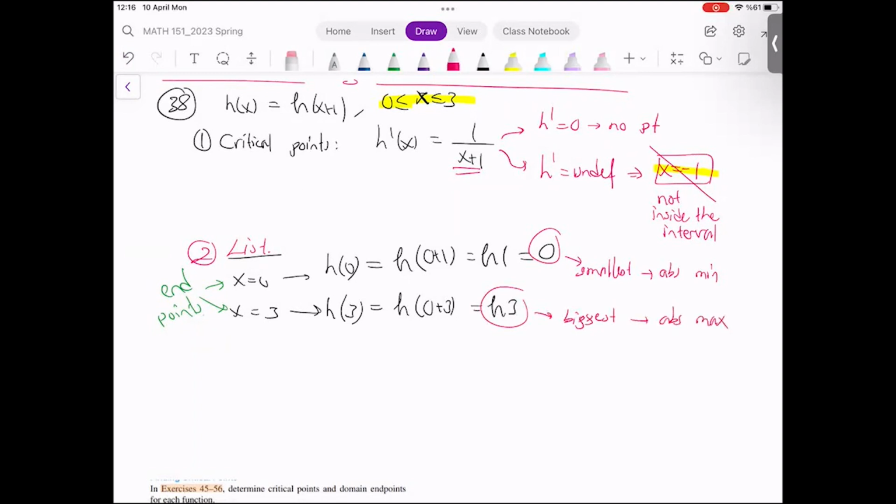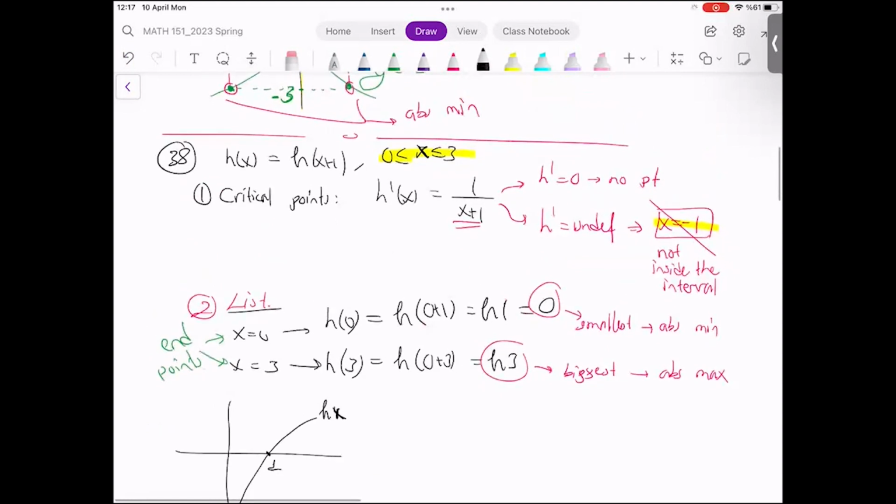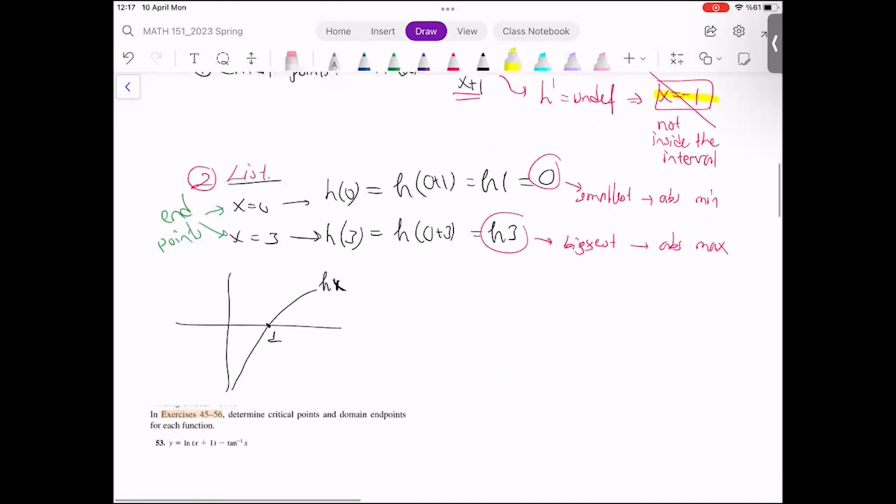Let me draw the graph so that everything makes sense for us. Do you remember the graph of ln x? It goes like that. This is the graph of ln x, where it intersects at 1. But we need the graph of ln(x+1). We can obtain the graph of it by shifting this graph. Let's take this graph 1 unit left. By shifting, you can easily draw the graph of it like this.